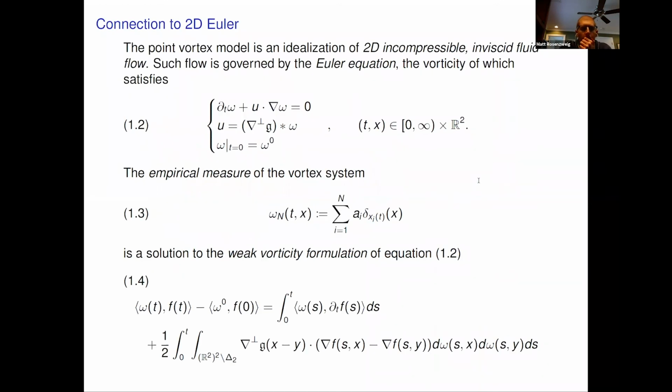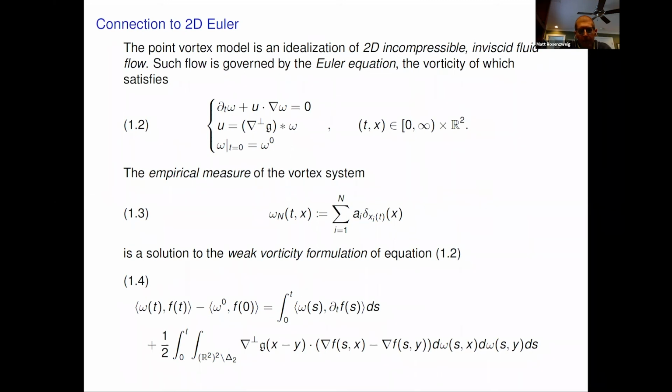So what is the connection to the Euler equation? Well, the point vortex model is an idealization of 2D incompressible inviscid fluid flow. And I think as many people here know, such flow is governed by the Euler equation, which in 2 dimensions can be described by a scalar vorticity satisfying the equation 1.2. So this first equation is the transport of the vorticity along the velocity field generated by the flow itself. And the velocity u can be recovered from the scalar vorticity through the Biot-Savart law, just by integrating with this vector-valued kernel.